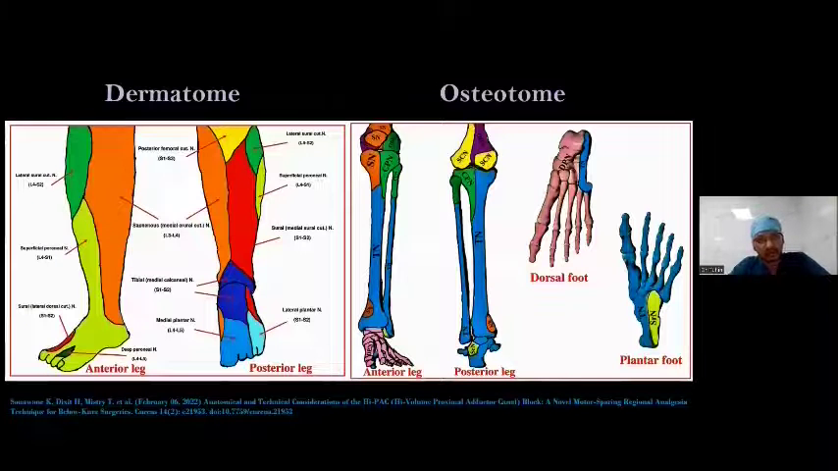Whenever you are deciding a block for a particular surgery, you should consider the dermatome, osteotome, and myotome separately. If you see the dermatome, the medial side is supplied by the saphenous nerve, that is from the posterior division of the femoral nerve, from the lumbar plexus, and the rest of the area below the knee joint is supplied by the sciatic nerve, and the osteotome is mostly by the sciatic nerve.